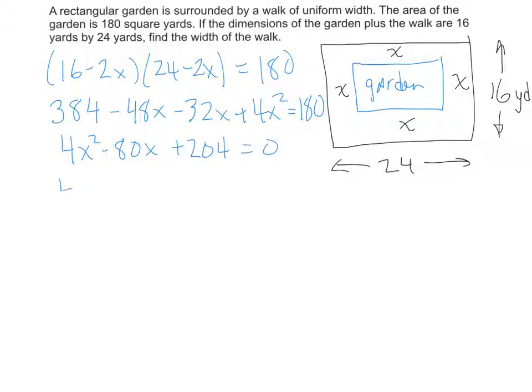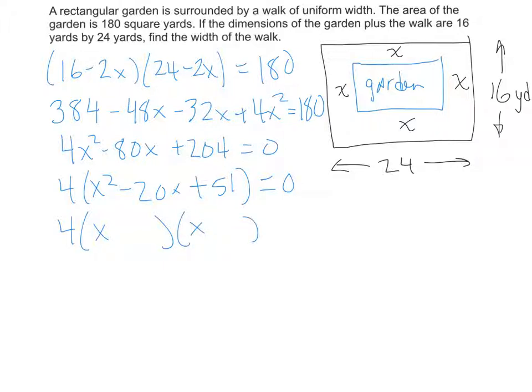We factor out the greatest common factor, which is 4. That's going to give us x squared minus 20x plus 51. That makes life a lot easier because now we're looking for two factors of 51 that add up to 20. And we find that 51 factors only into 3 and 17, and fortunately they add up to 20. So we get 3 and 17.